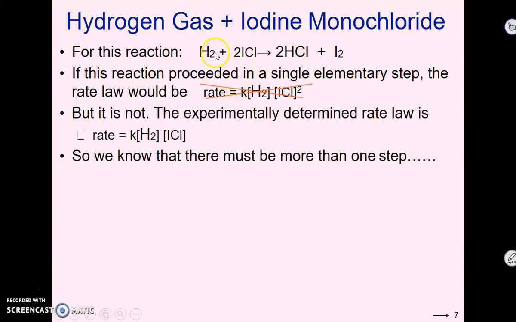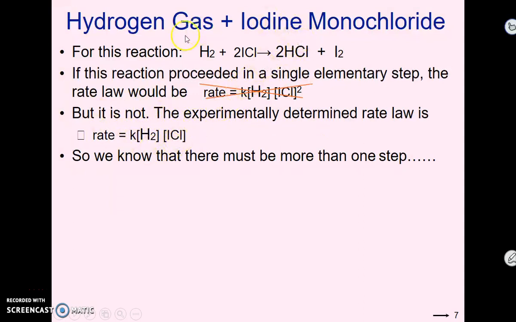If you thought that in the mechanism of the reaction, a molecule of H2 collided with 2 ICl, this would be the rate law. And again, that collision is unlikely. It's unlikely that three things are going to collide with enough energy and in the right position to have a successful collision. Okay? It turns out, if you try to determine the rate law experimentally, this is the rate law.